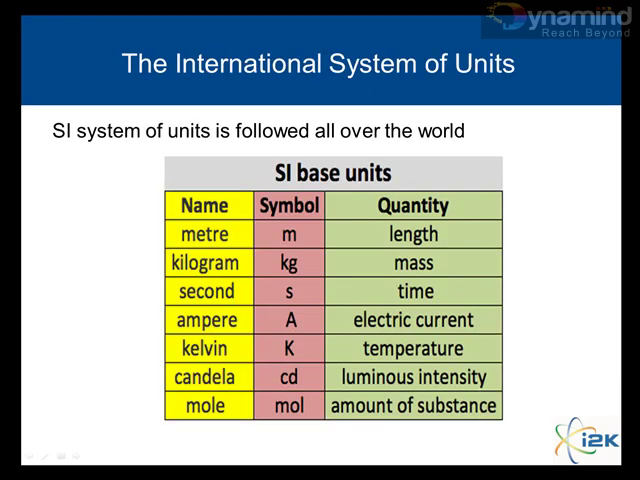The most common systems for base units for length, mass and time, for instance, in CGS system are centimeter, gram and second respectively. In FPS system, they are foot, pound and second respectively. And in MKS system, it is meter, kilogram and second respectively.